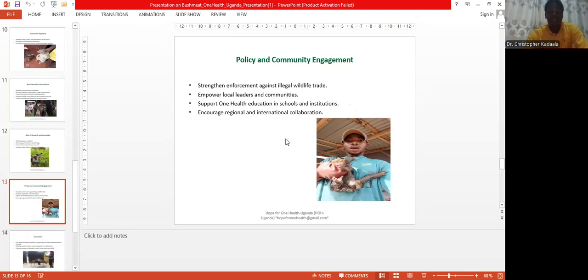Encourage regional and international collaboration. We kindly seek if there is anything to support Hope for One Health Uganda to engage directly in the community awareness and the zoonotic disease surveillance in Ugandan communities. This will help in prevention and control of different zoonoses like Ebola, brucellosis, the rampant Ebola as is now, a pandemic. We have anthrax. There are very many, even Rift Valley fever.